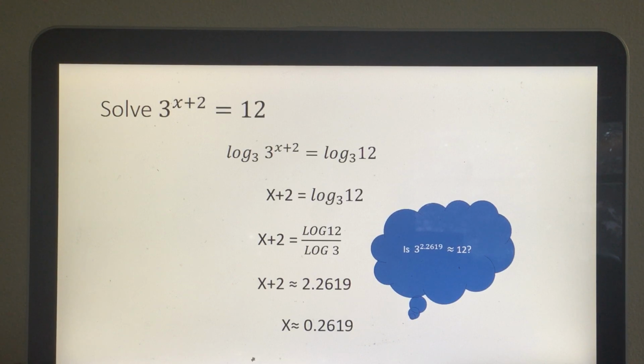And then you check, is 3 to the 2.2619 equal to 12? Remember, that's x, and you've got to put it up there in the exponent, and you have to add 2. So it's going to be really 3 to the 2.2619 plus 2. That should be approximately 12. You can check that on your calculator. You should be doing that on quizzes and tests. If you have a calculator, you should check that to see if it makes sense. All right. That's it.